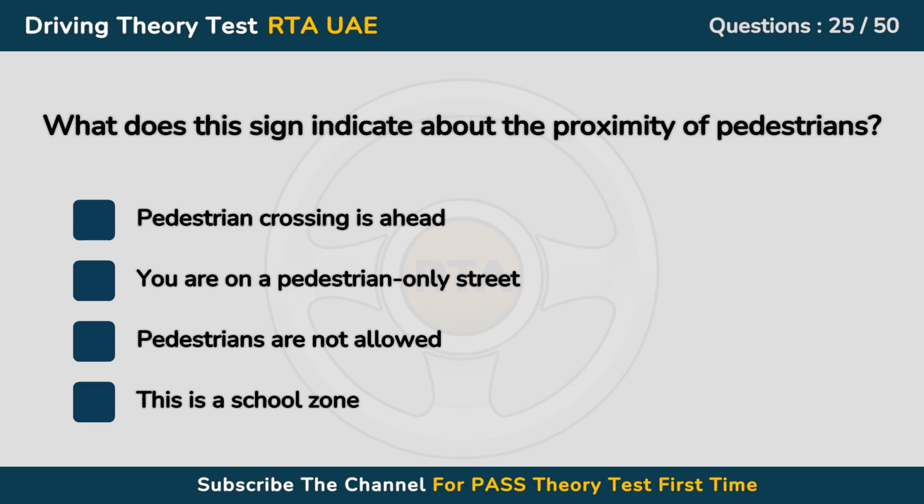Question 25. What does this sign indicate about the proximity of pedestrians? A. Pedestrian crossing is ahead. B. You are on a street. C. Pedestrians are not allowed. D. This is a school zone.